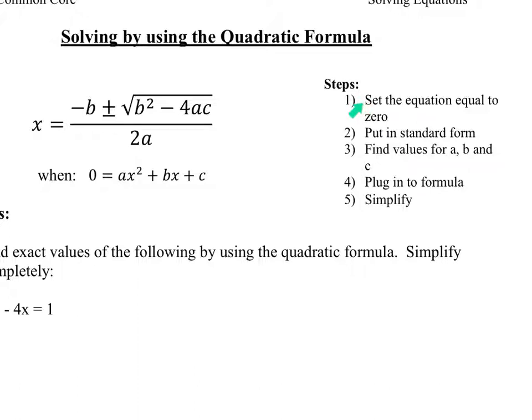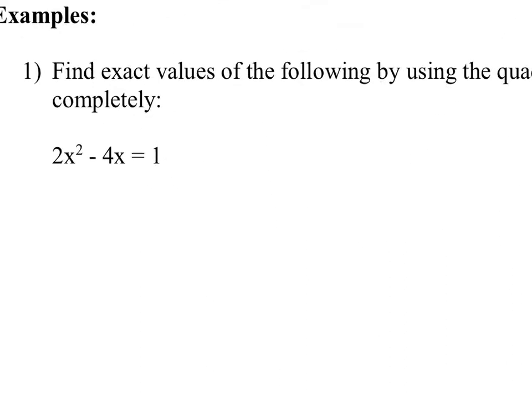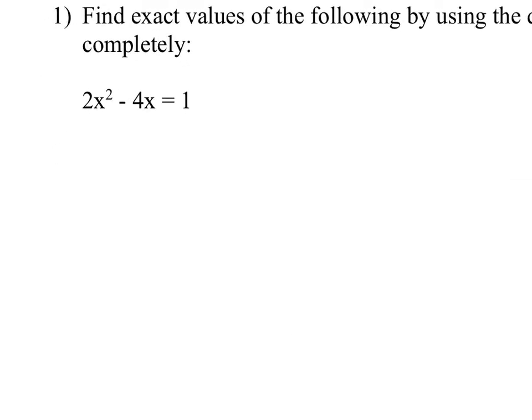So set the equation equal to 0 and put it in standard form is your first step. And then from there we get our a, b, and our c. And then we just take the a, b, and c and plug them into our formula. And then simplify the pieces. So that is it. I know the formula by heart.